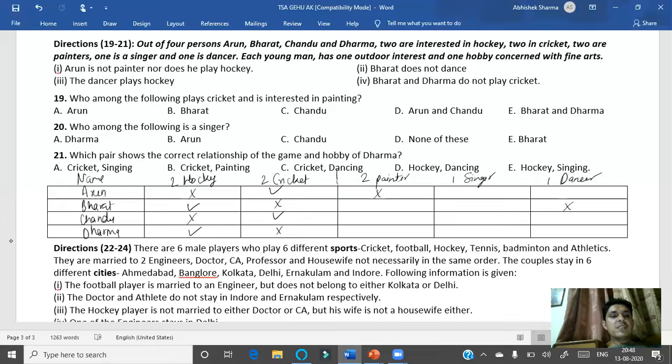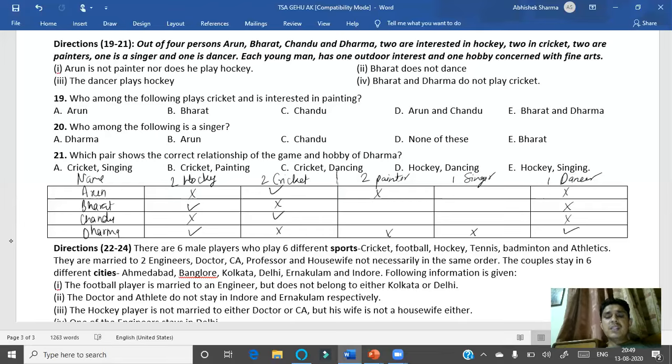Bharat is not a dancer. That means Dharma will be a dancer because he is saying that the dancer plays hockey. That means the second dancer will be playing hockey, right? Only one dancer is there, so the rest of the people I can cross, right? Each of the four persons has only one hobby concerned with fine art. That means the one who is a dancer will not be singer and will not be a painter.